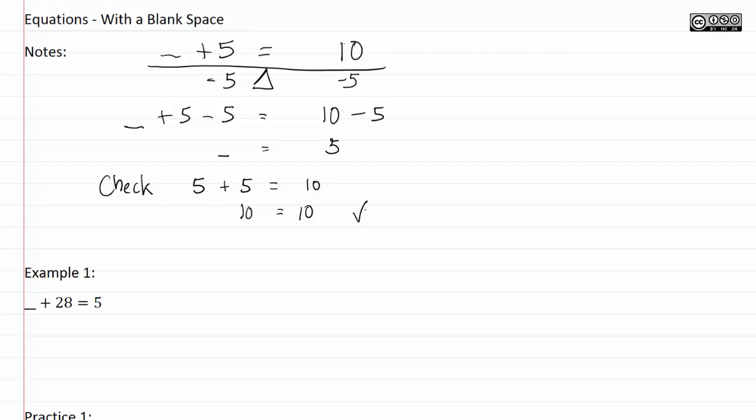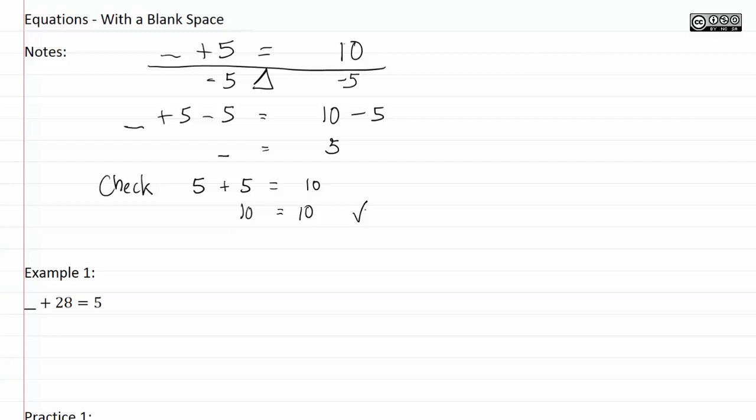So there's a couple different things. Remember, whatever you do to one side of the equation, you need to do to the other side of the equation. You need to remember to do opposite operations. So if you have your blank space plus, you have to remember to subtract to get that blank space by itself. And also, go back and check your work. It can save you from simple mistakes.